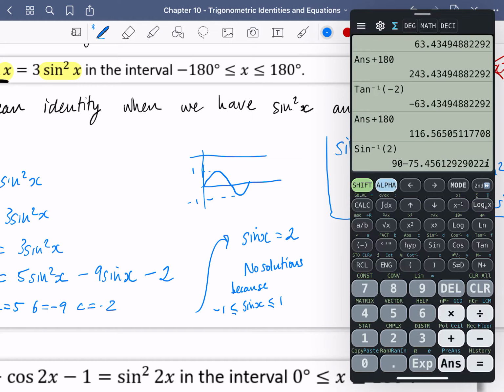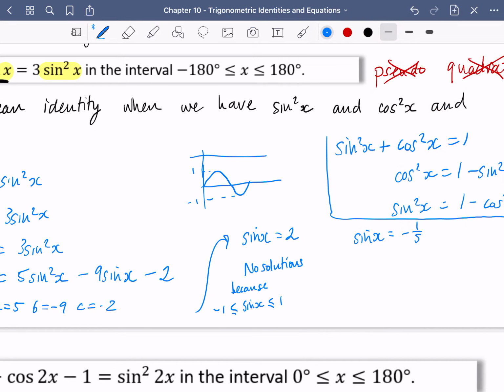So it says i, and if you do that on your calculator, it will sometimes say math error. Don't write down math error. Instead, write down no solutions. So for this one, we can continue. We will say that x is going to be the inverse sine of minus 1/5.